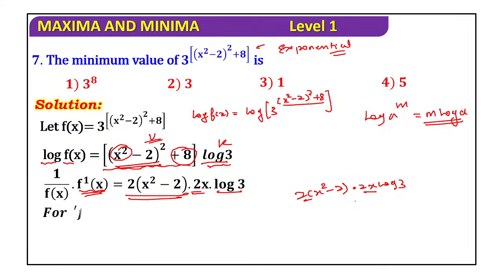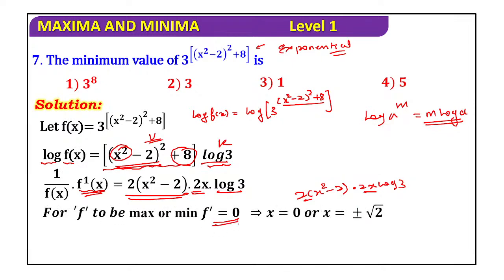Now for the extreme value, f dash of x should be equal to 0. So equate f dash of x equal to 0. Log 3 is constant, no problem. So you can get x equal to 0 from 2x equal to 0. Another one is x square minus 2, for which you will get x equal to plus or minus root 2.